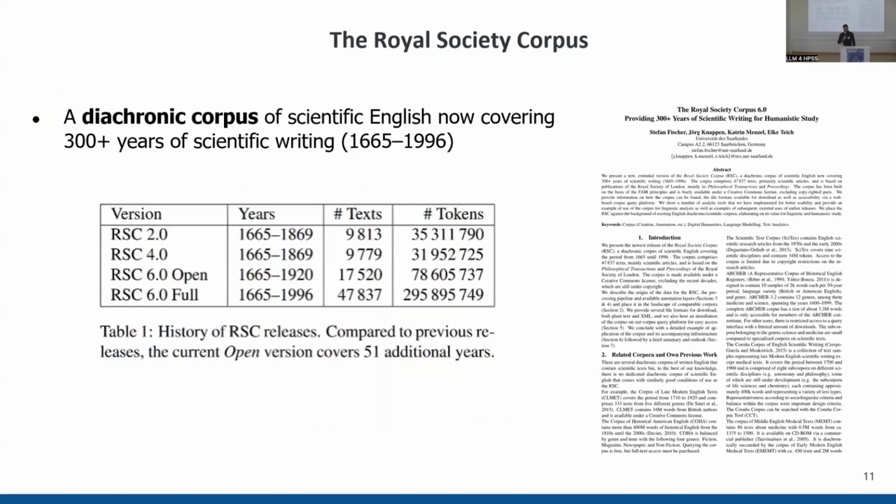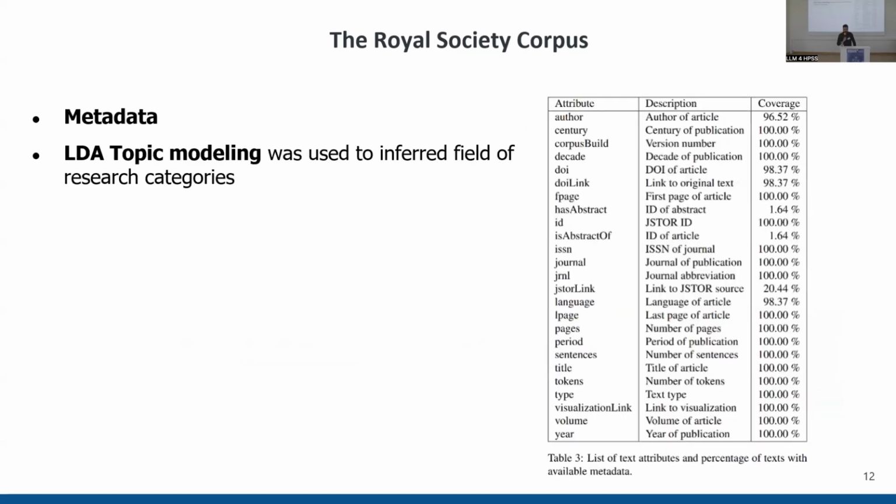In terms of corpus, we're using the latest version, the RSC 6.0 full, covering more than 300 years of scientific communication from 1665 to 1996, almost 48,000 texts, and almost 300 million tokens. There are some metadata already encoded in the system, so we have author, century, year, volume, things like that.